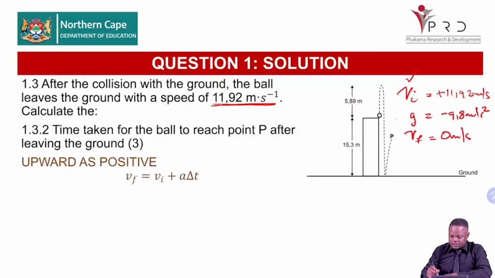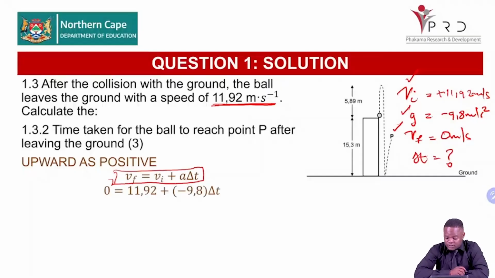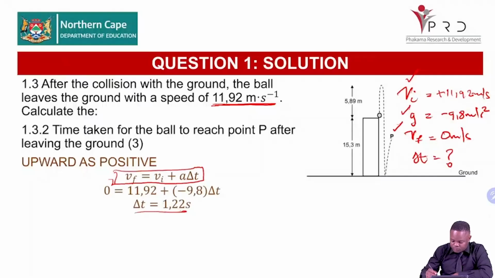So you have initial velocity, you have G, you have VF, and you want to calculate delta T. So you have listed this data from your question, and then you choose the simplest formula to make your life easy to calculate your delta T. So now we can substitute those values there into our formula, okay, and then we get our delta T as 1.22 seconds. So the time it will take to reach point P is 1.22 seconds. The formula, substitution, your value there, you get your 3 marks.